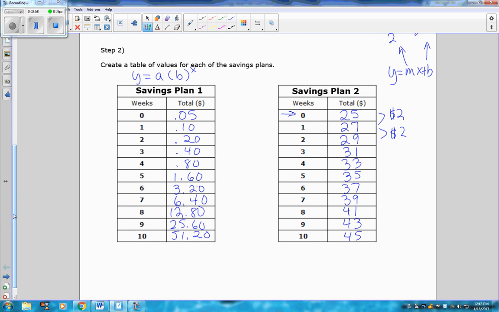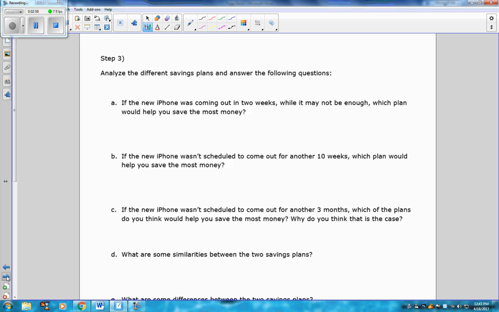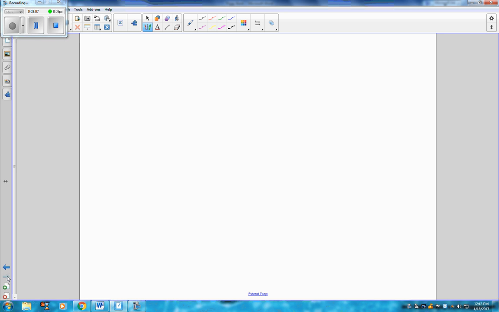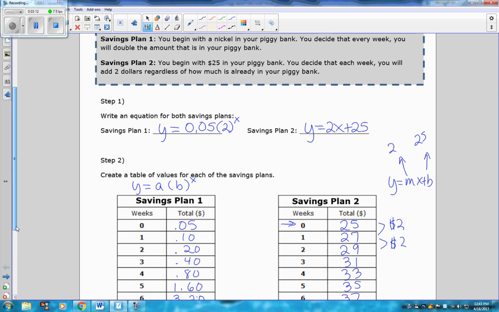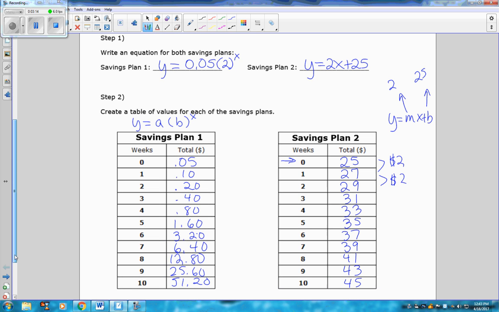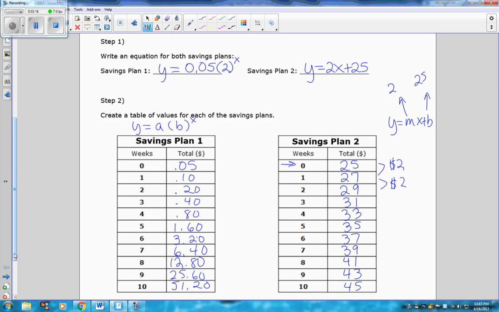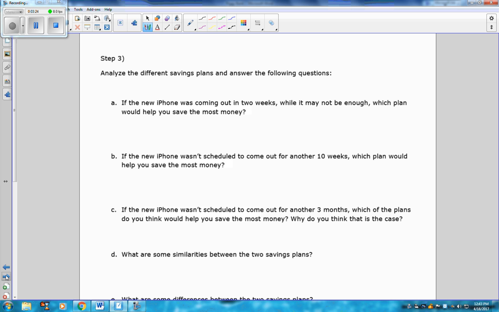Now answering the questions on the back. It says, if a new iPhone was coming out in 2 weeks, while it may not be enough, which plan would help you save the most money? So at 2 weeks, which one has the most money, plan 1 or plan 2? At 2 weeks, plan 2 is $29, whereas at 2 weeks, plan 1 is 20 cents. So which one? This would be plan 2.